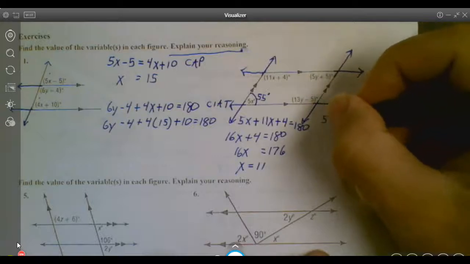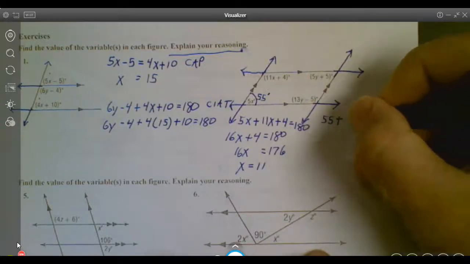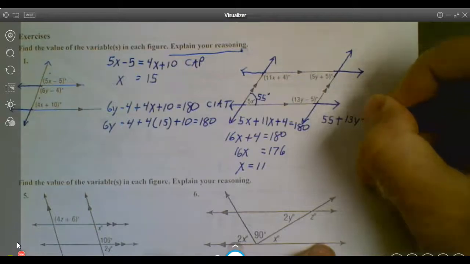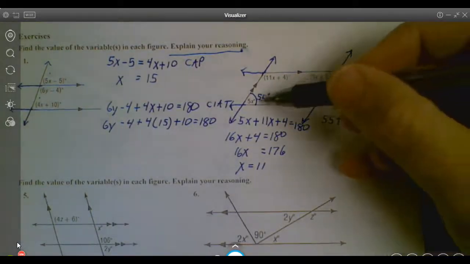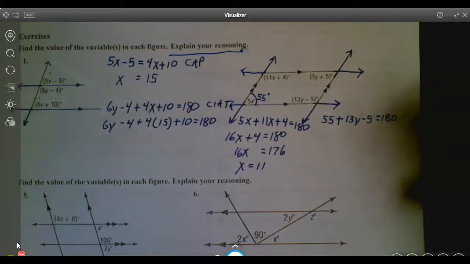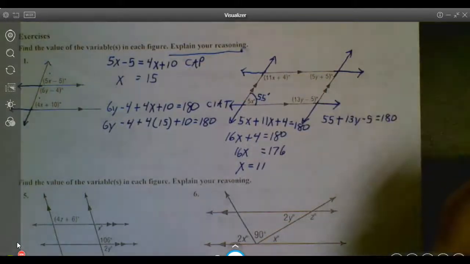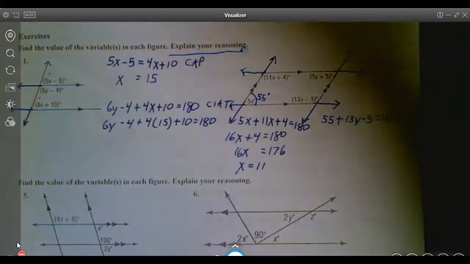So I can now say that 55 plus 13y minus 5 equals 180. And again, those are consecutive interior angles theorem. And then you could go on to solve for y. Right? So several different ways you could approach it at that point.